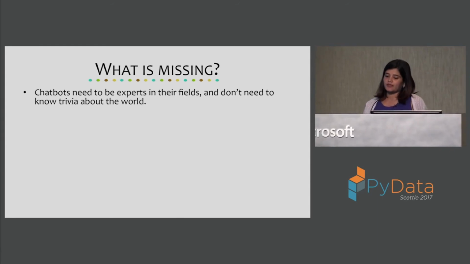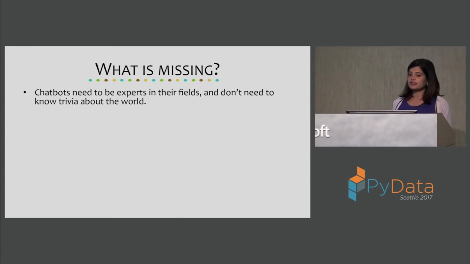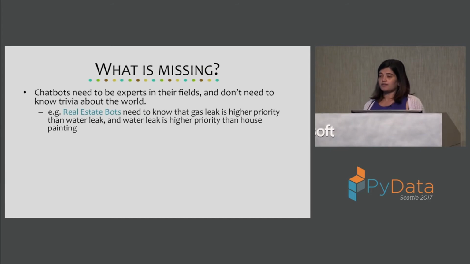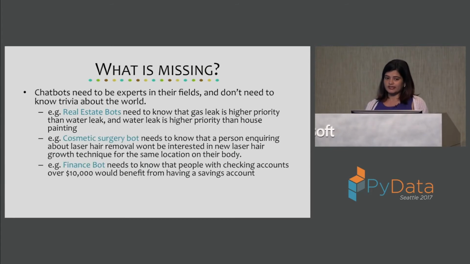So what is missing? Chatbots need to be experts in their fields. They don't need to know trivia about the world. Unfortunately, most chatbots that are being used out there know only trivia about the world, and they are not experts in their field. A lot of people are working on that, like real estate bots or cosmetic surgery bots, finance bots. A lot of companies are coming up, banks are coming up with their own financial bots to make transactions and several other things.